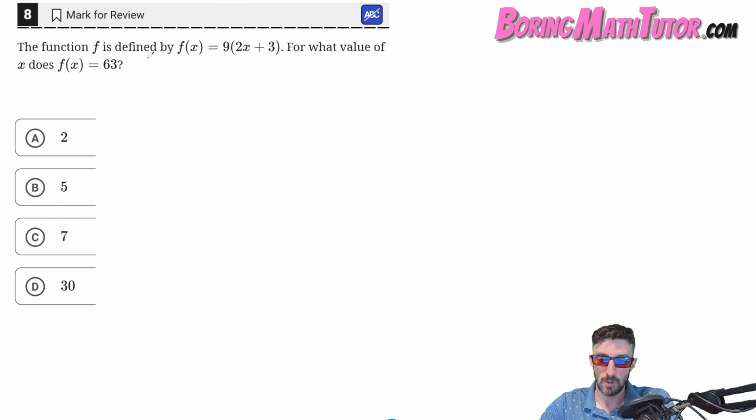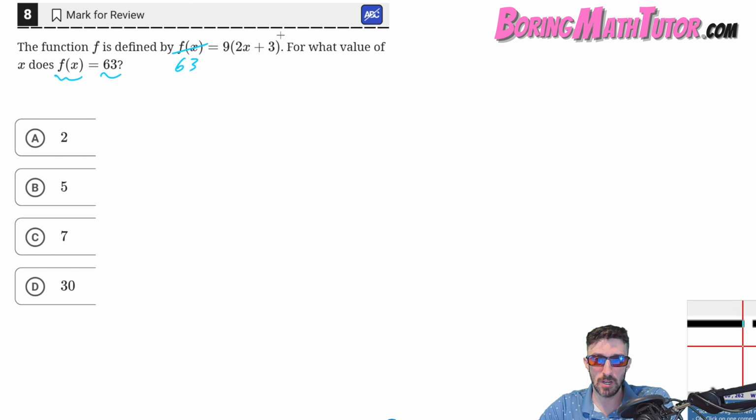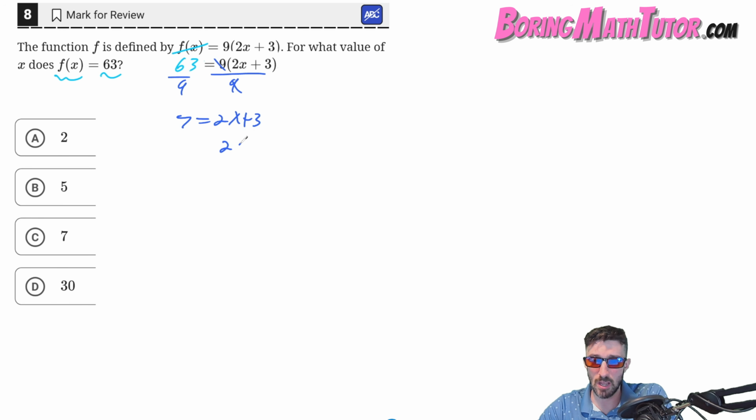100. All right, here they're saying f of x is equal to this, and then for what value of x does f of x equal 63? So they want this to equal 63. So now we just got to solve that equation. You could start by dividing by 9. If you divide by 9, you get 7 equals 2x plus 3. I hope y'all know how to finish it up, and we done.